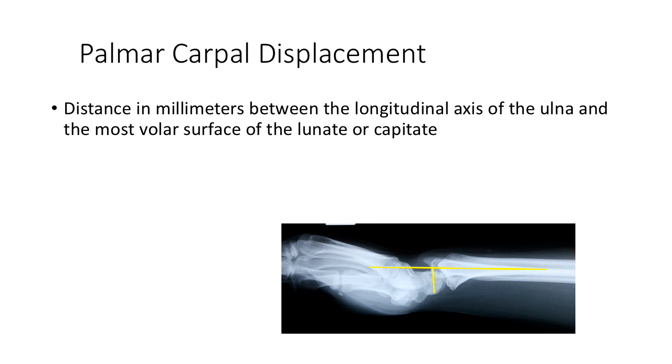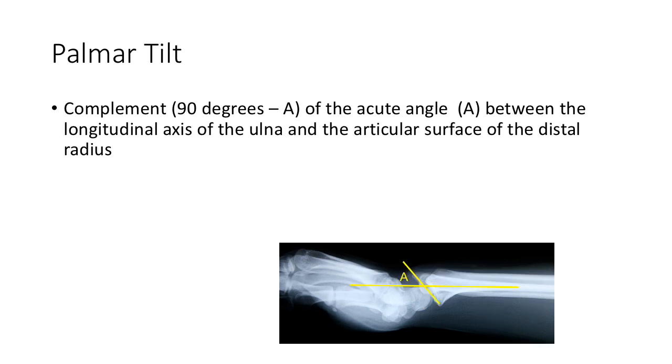And then there's palmar carpal displacement, which is the distance in millimeters between the longitudinal axis of the ulna and the most volar surface of the lunate or capitate. The complement of the acute angle is the palmar tilt between the longitudinal axis of the ulna and the articular surface of the distal radius.